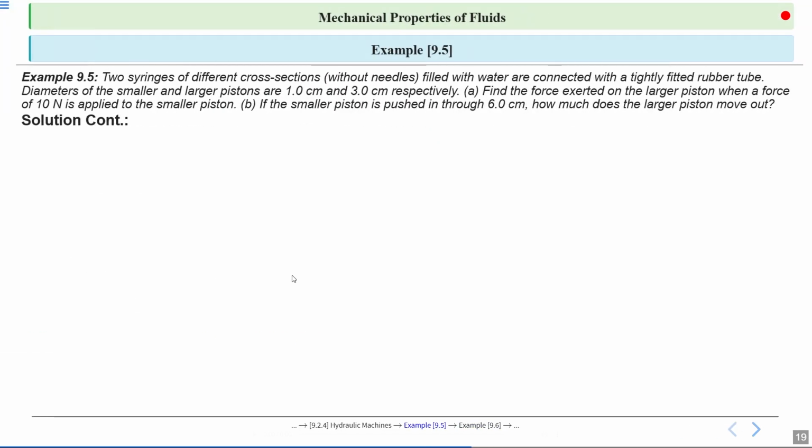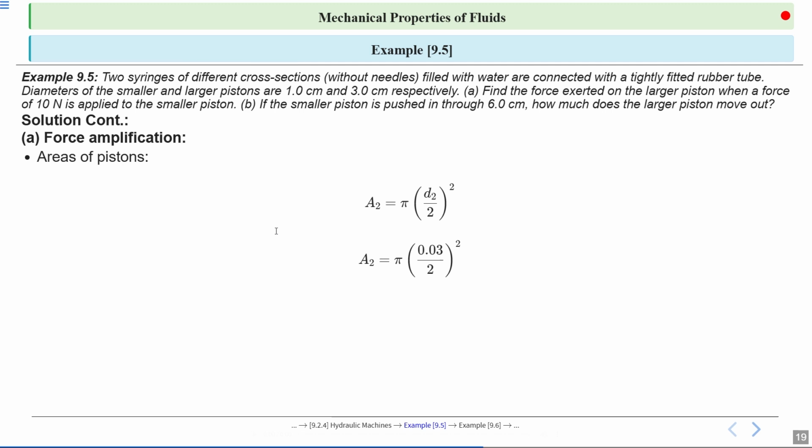Now let's calculate the area of the pistons. Remember, the area of a circle is given by the formula A equal to pi into d by 2 whole square, where d is the diameter. So A2 equal to pi into d by 2 whole square. So A2 equal to pi into 0.03 divided by 2 whole square after substituting the values in the formula. So performing the calculation, you will get A2 equal to pi into 225 into 10 raised to the power minus 6 meter square.